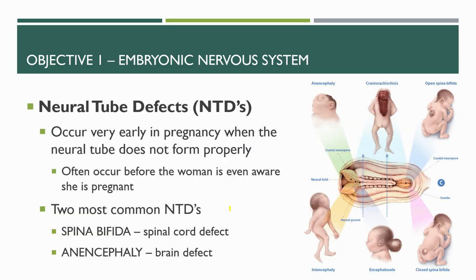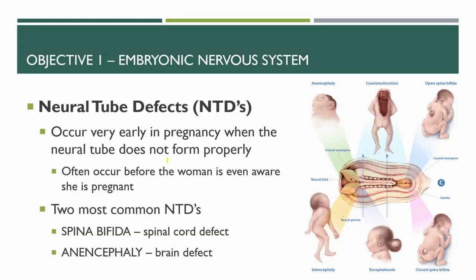Now we're also going to cover, as we go throughout chapter 13, what can happen when things don't always go like they're supposed to. We're going to look at diseases and disorders as we go through this whole chapter and look at different parts of the brain. And so we're going to look at a couple of neural tube defects. These actually happen very early on, often before the woman is even aware she's pregnant.